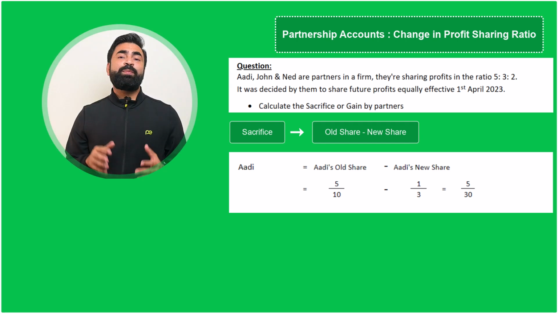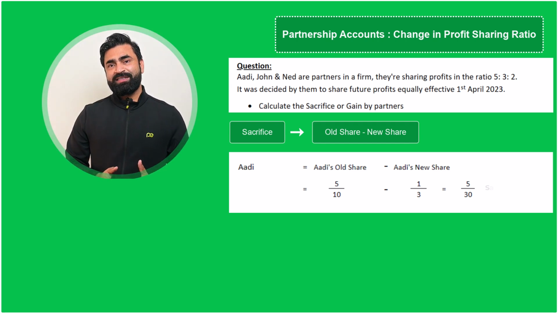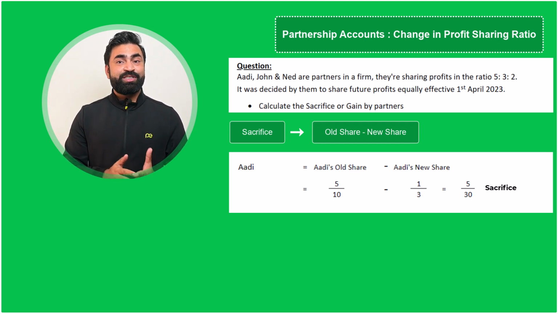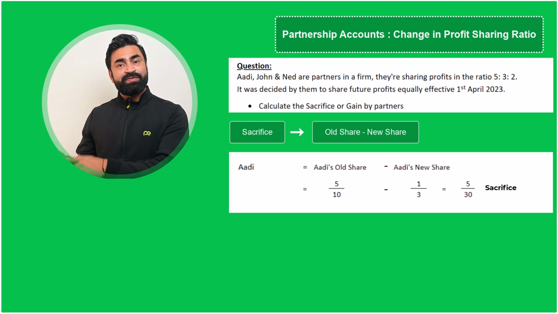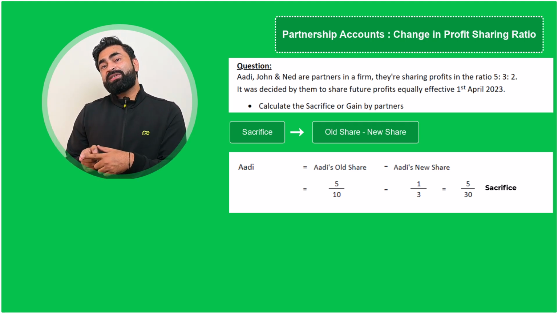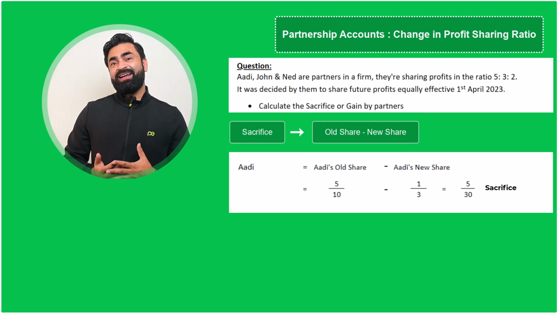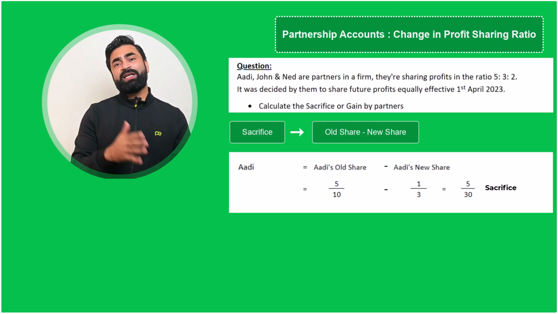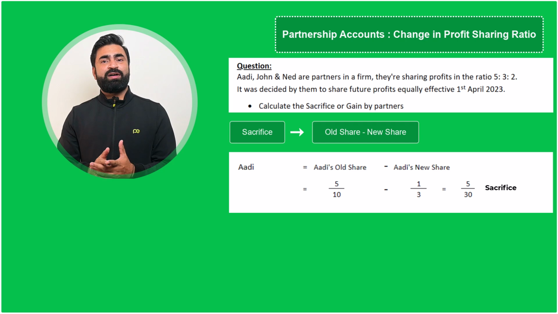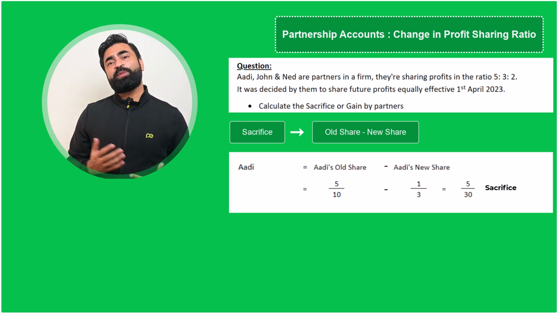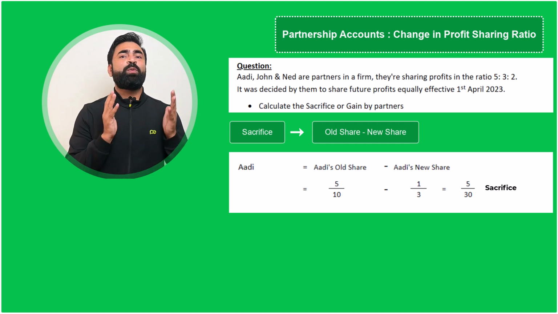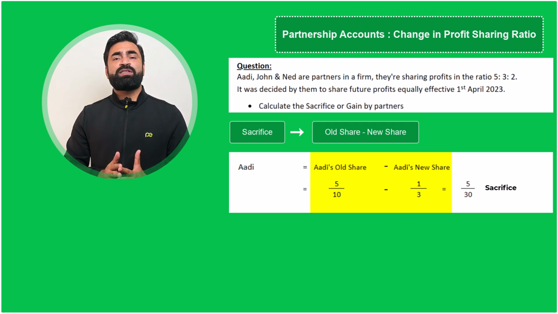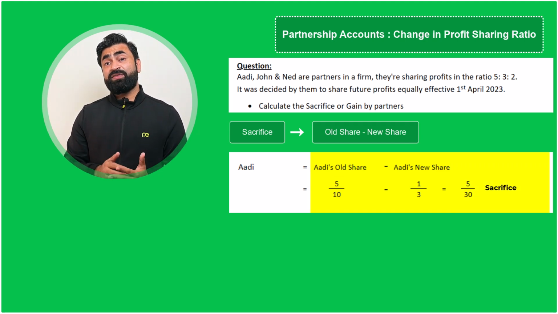Now this 5/30 being a positive figure, it is a sacrifice. Why? Because you are applying the formula of sacrificing ratio, which is old minus new. And if your answer is a positive figure, it's a sacrifice. If your answer is a negative figure, it's going to be a gain. And conversely, if you were applying the formula of gaining ratio, which is new minus old, in that case, if your answer is a positive figure, it's a gain. If your answer is a negative figure, it's going to be a sacrifice. But as you know, we are applying the formula of sacrificing share, which is old share minus new share. So any positive answer will be a sacrifice and any negative answer will be a gain.